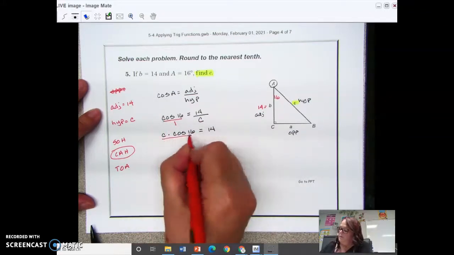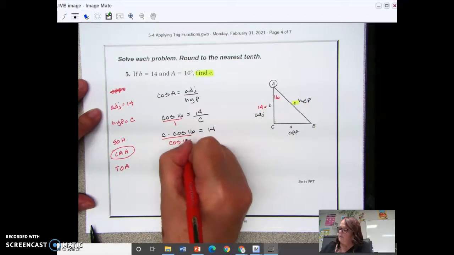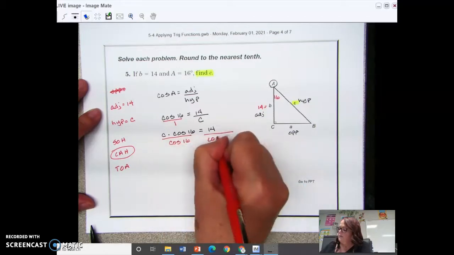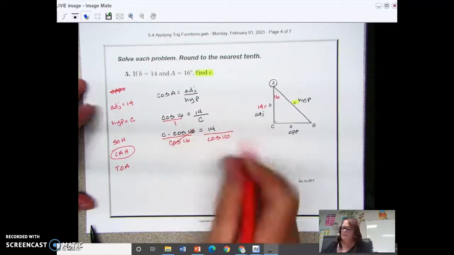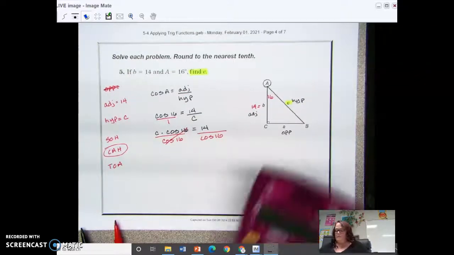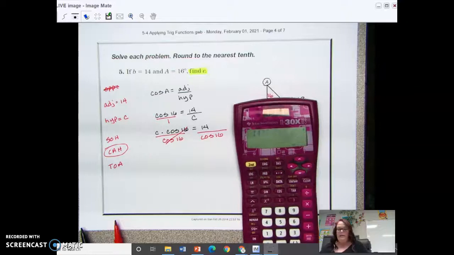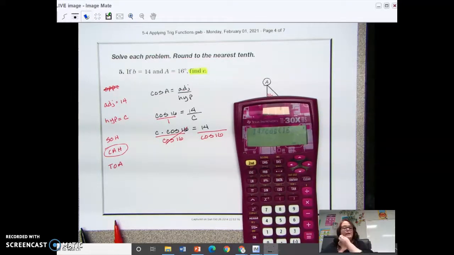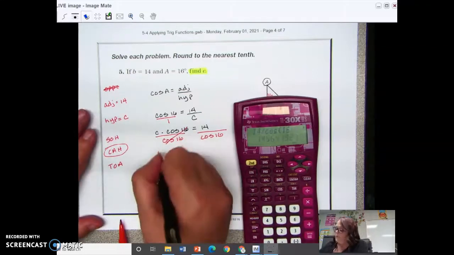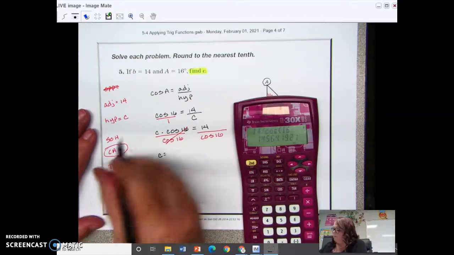So if I divide both sides by the cosine of 16, then I'm going to do just that. So I'm going to have 14 divided by, and then either forwards thinking it's cosine of 16, or backwards thinking it's 16 cosine. Then press equals, and we get little c is about 14.6.